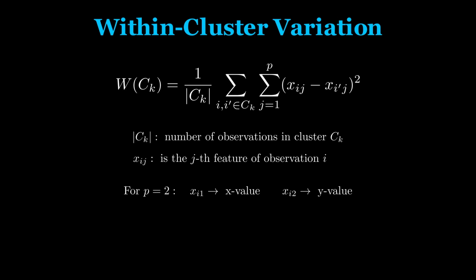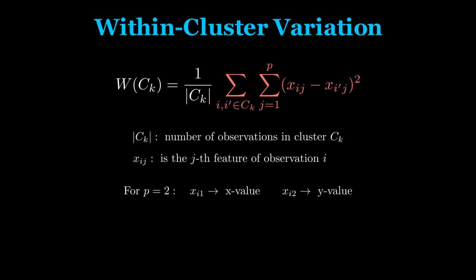Let's try to conceptualize what this formula means. The summation part of the formula takes every combination of points inside the cluster, labeled I and I prime. For each pair and feature, we measure the squared difference, so bigger gaps count more than smaller ones. This formula is essentially the sum of the squared Euclidean distance between every pair of points in the cluster.